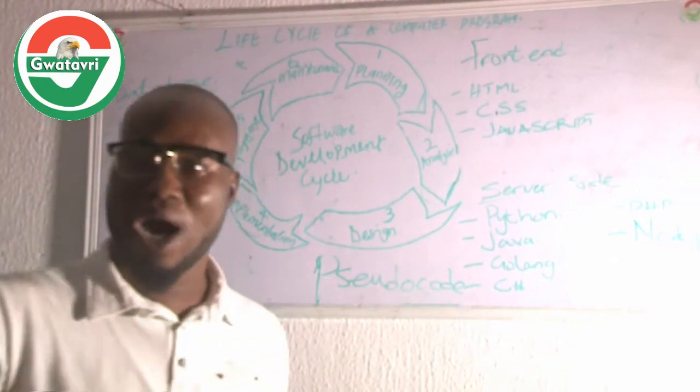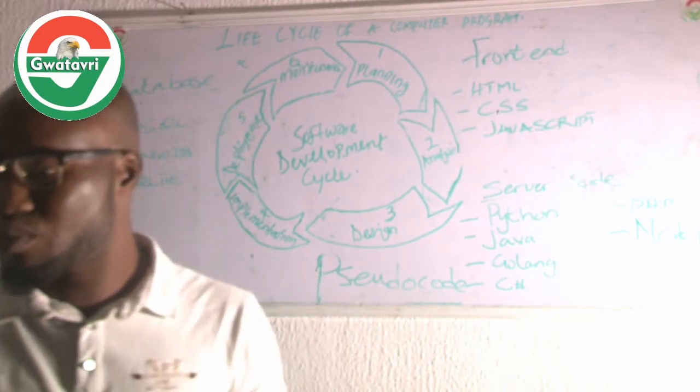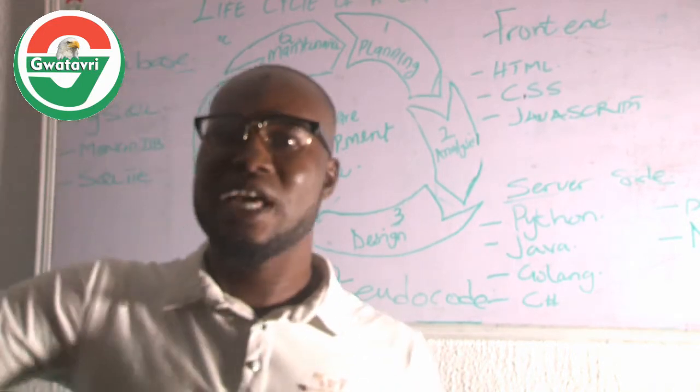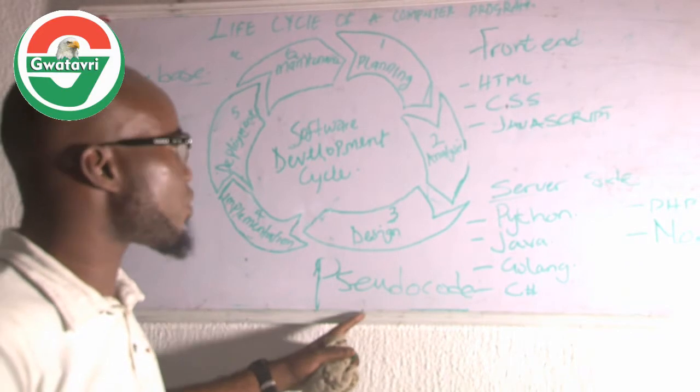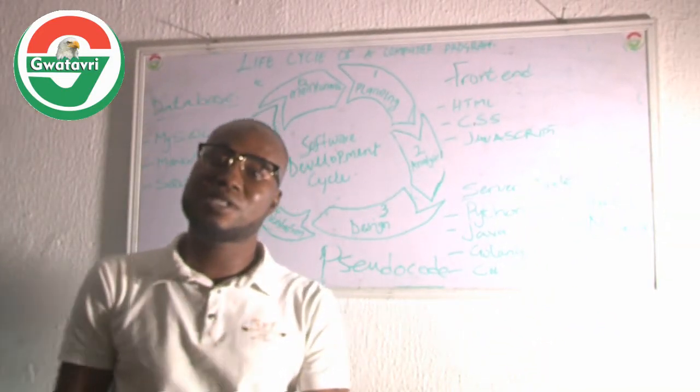You first check, do I have an extra tire? If you have, then you start to remove the one that is flat, then you replace it. If you don't have, then you first get an extra tire. That is what we call pseudo code in computer programming.